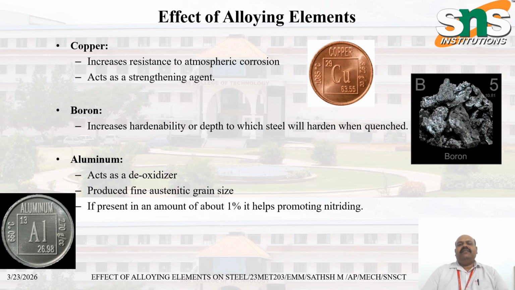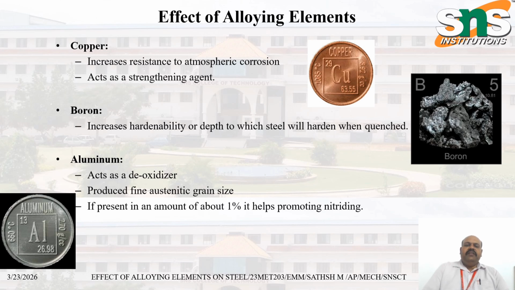And we have copper. When we add copper as an alloying element, it increases resistance to atmospheric corrosion. It acts as a strengthening agent. And boron increases hardenability, the depth to which steel will harden when quenched. So we have boron in cutting tools.